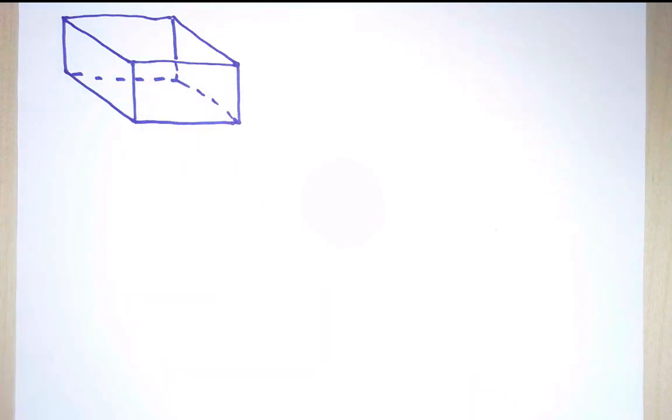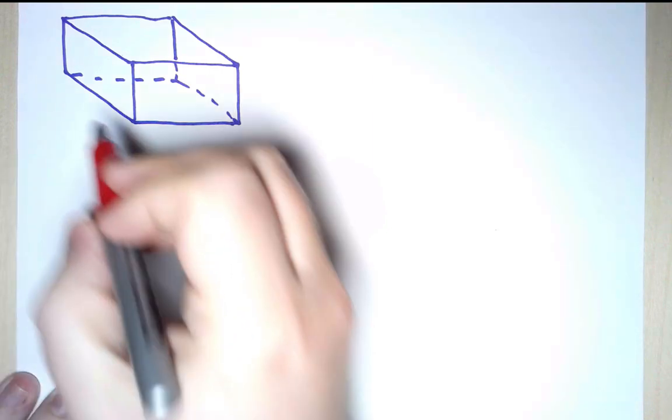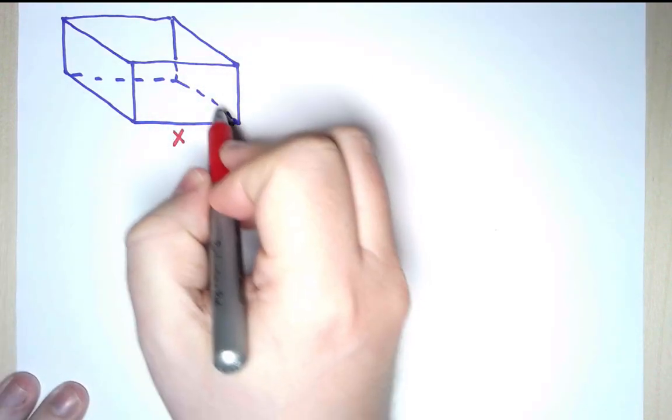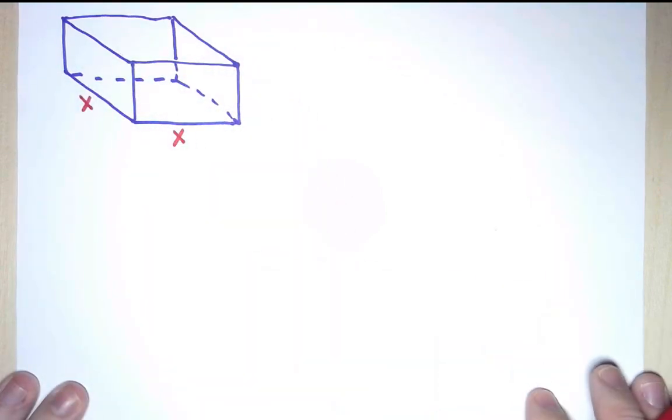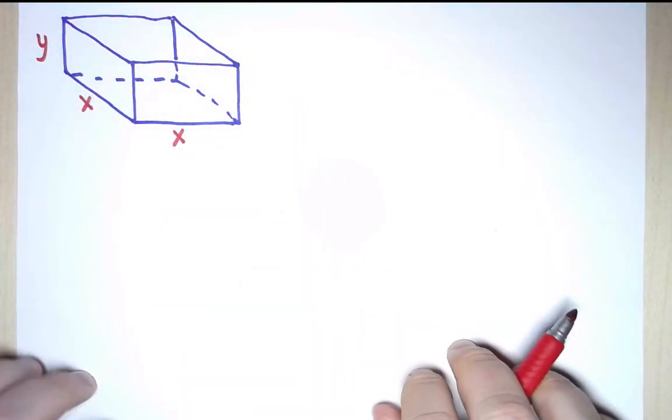This is what the box may look like. I'll begin by giving names to the dimensions of the box, since that is what the problem is asking about. I'm going to call x this side of the base, and since the base is a square, x is also the length of this side. The height is a different dimension, so I'll call it y.